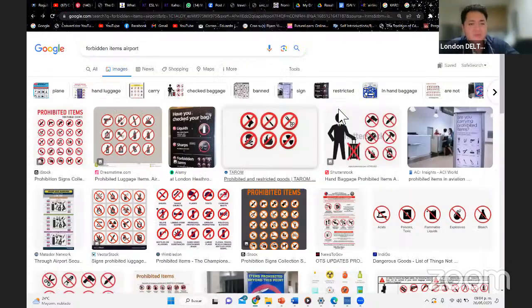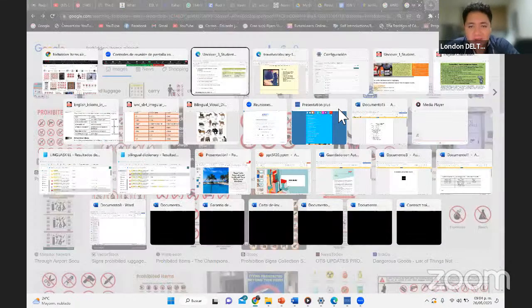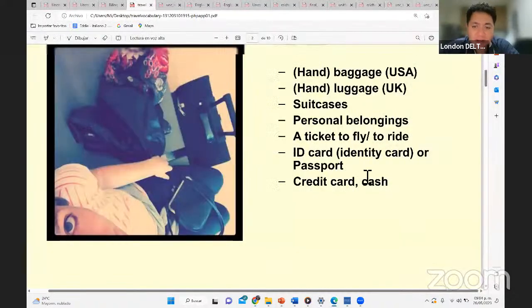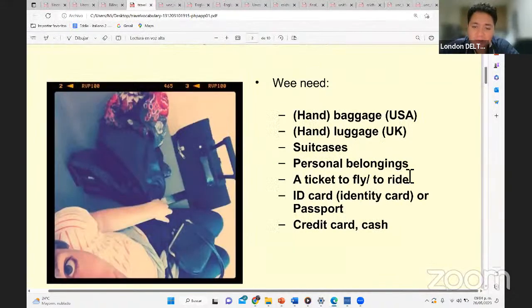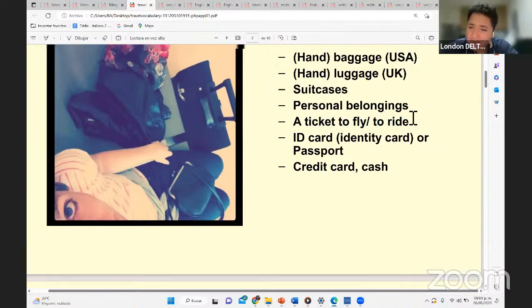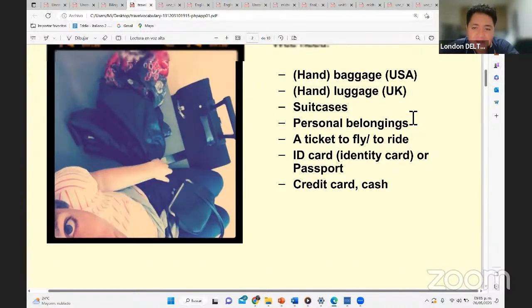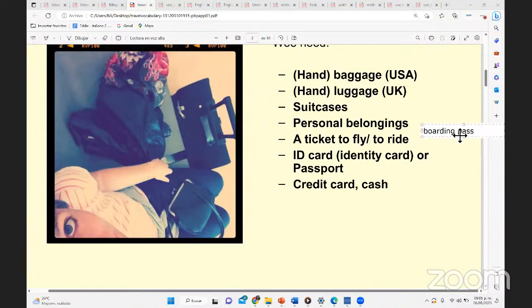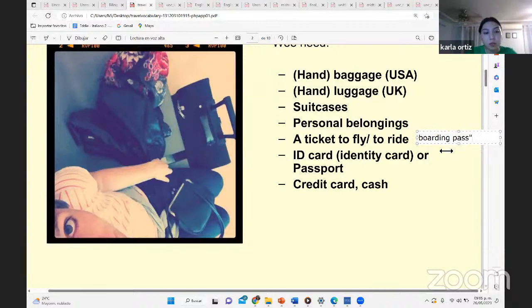So let's continue seeing vocabulary. So what are the things we have to take with us? Personal belongings, right? Everything you need. Okay. A ticket to fly o a ticket to ride, que esto es muy raro, yo nunca he visto esa expresión, pero bueno, está en esta diapositiva, pero a ticket to fly es lo mismo que boarding pass. ¿Qué quiere decir la palabra boarding pass? ¿Pase de abordar? Pase de abordar, muy bien.